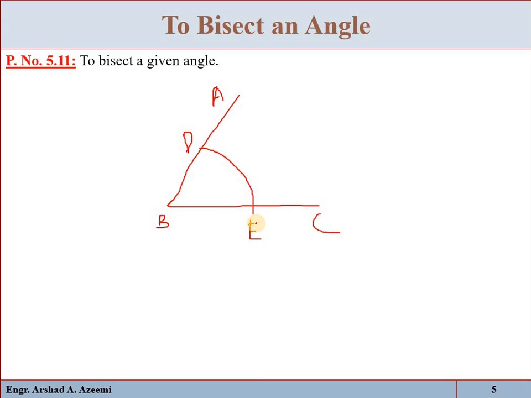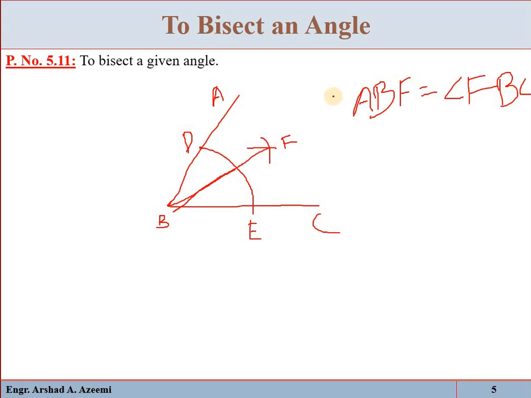Now with the same radius at which you have drawn this arc, and with center D mark an arc here, and with center E mark an arc. Now join this point F with B. So the angle ABF will be equal to angle FBC, and that will be equal to half of angle ABC. So this is the bisection of a given angle.